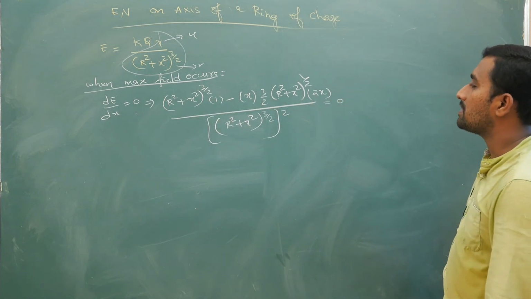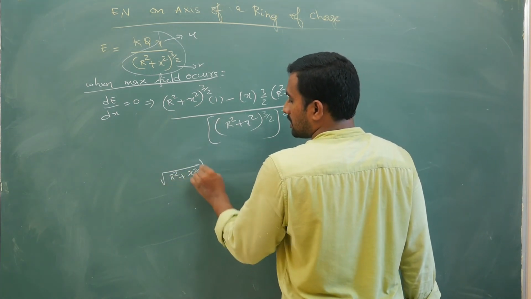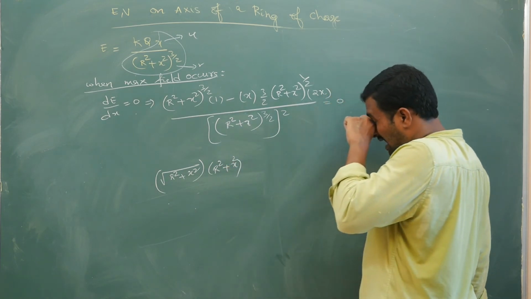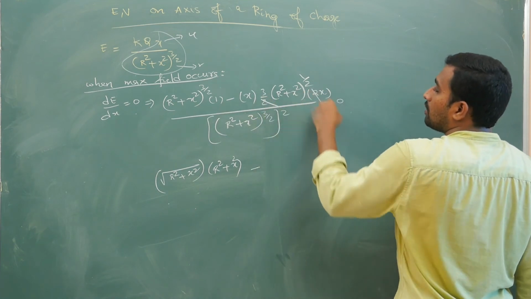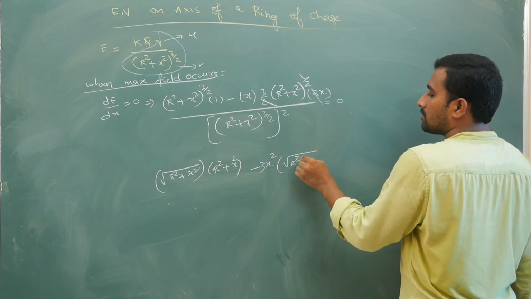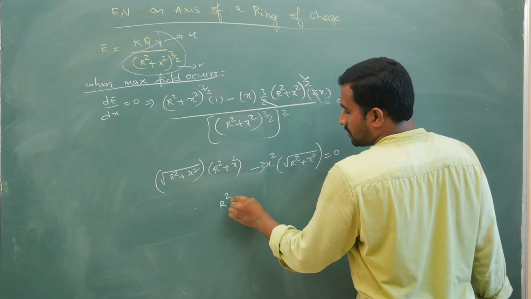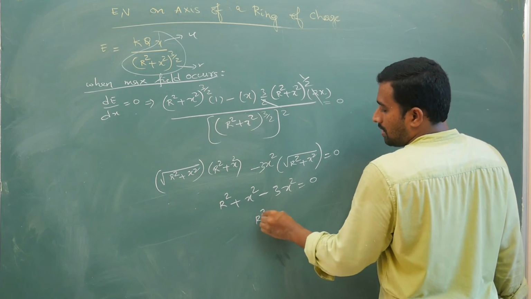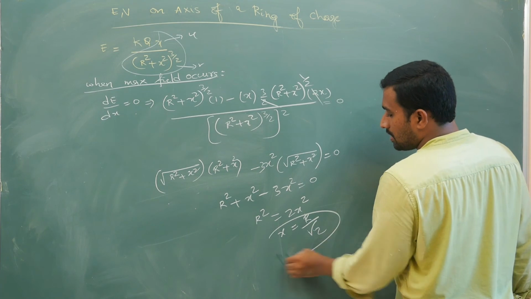So under root r square plus x square will cancel off. You are going to get under root r square plus x square times r square plus x square, because a power 3 by 2 can be written as a root a. So minus 2 will go off. You are going to get 3x square times under root r square plus x square is equal to 0. Under root r square plus x square will cancel off. So you are going to get r square plus x square minus 3x square is equal to 0. r square is equal to 2x square. So you are going to get x equal to r by root 2.